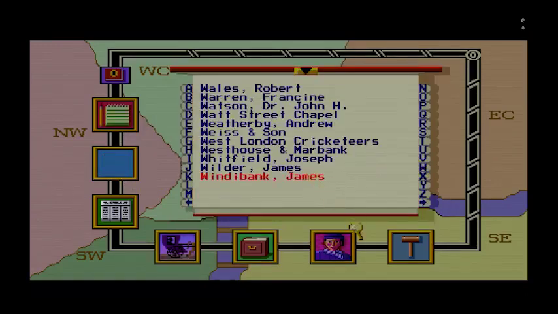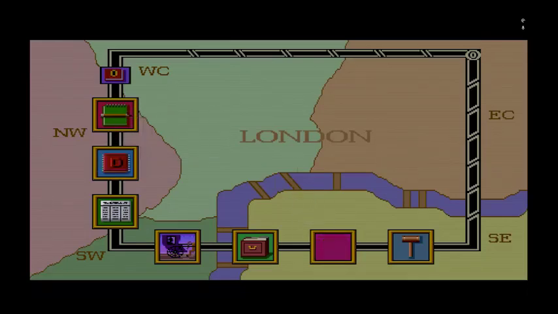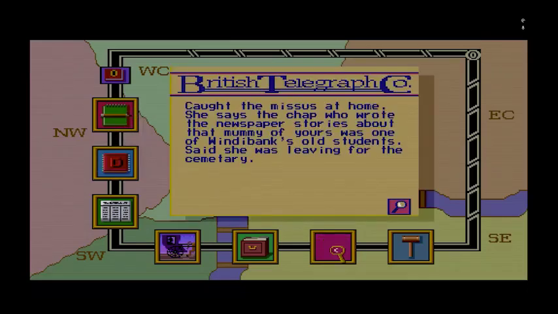Caught the missus at home. She says the chap who wrote the newspaper stories about a mummy of yours was one of Windibank's old students. Says she was leaving for the cemetery.